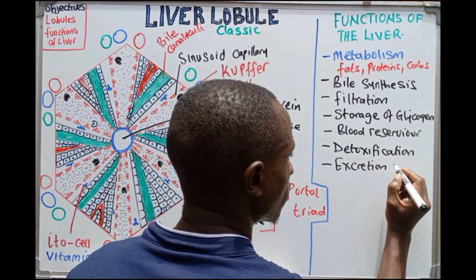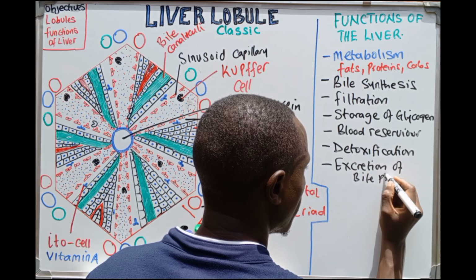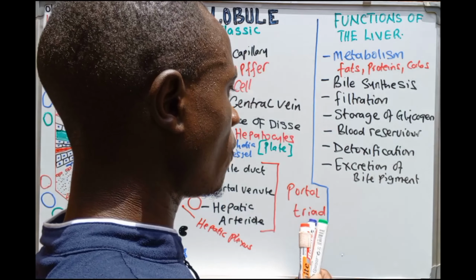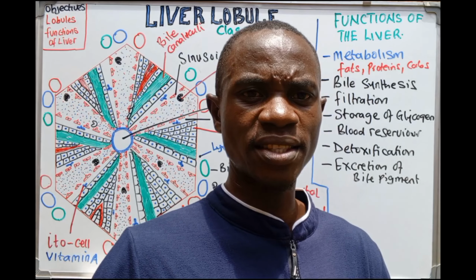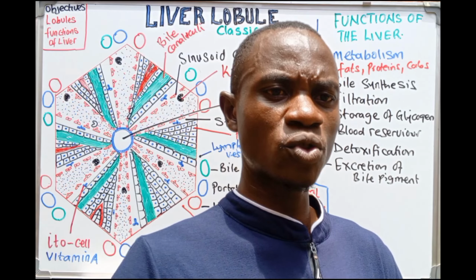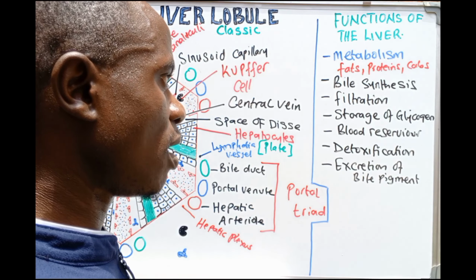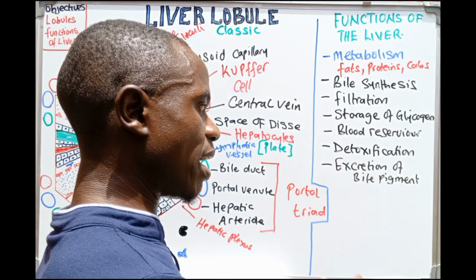Another function is excretion of bile pigments. When we talk of excretion of bile pigments, for example, the excess cholesterol and even bilirubin are excreted through the liver in the form of bile pigments.